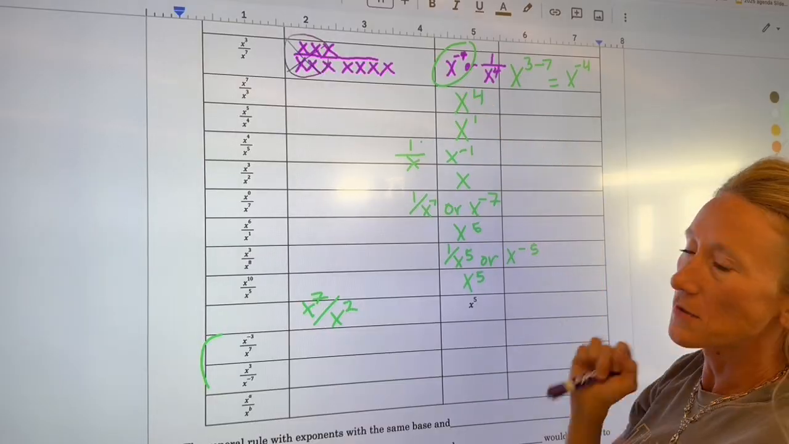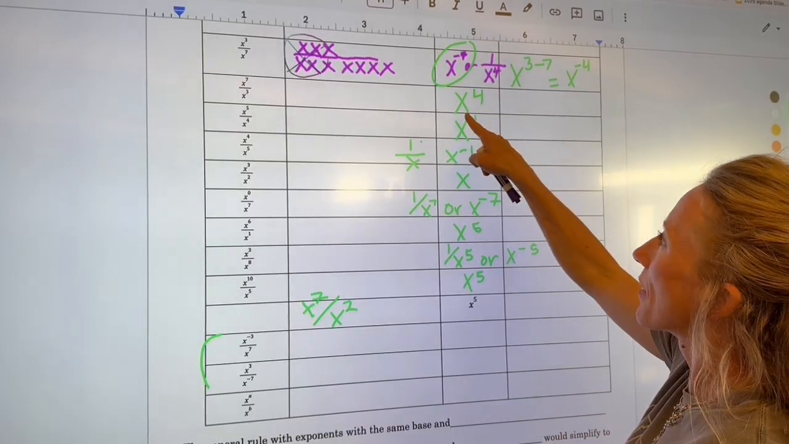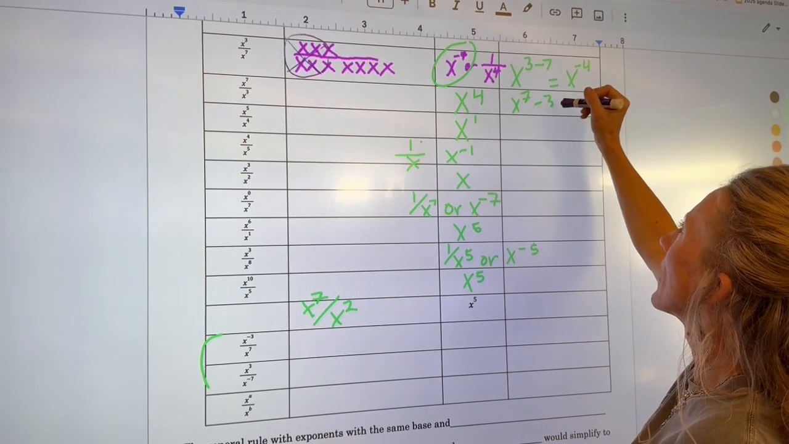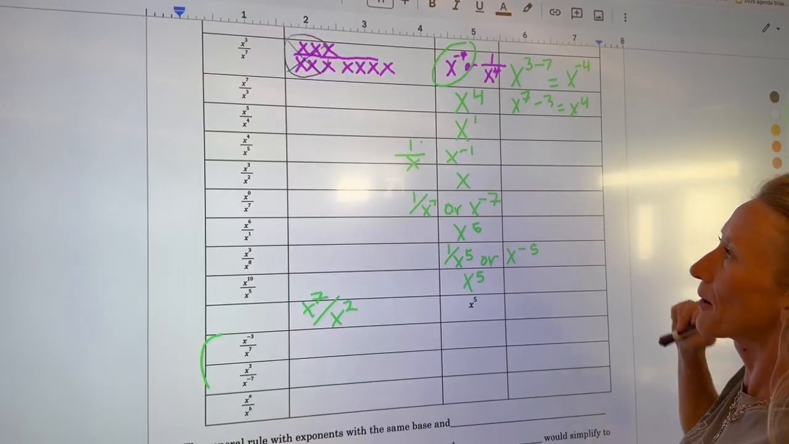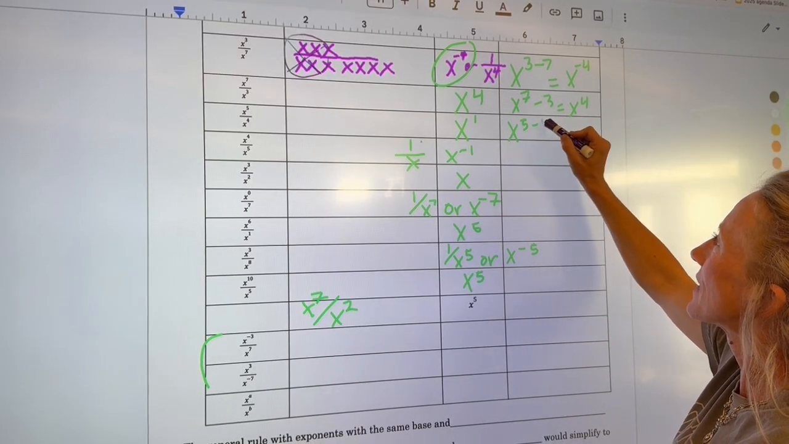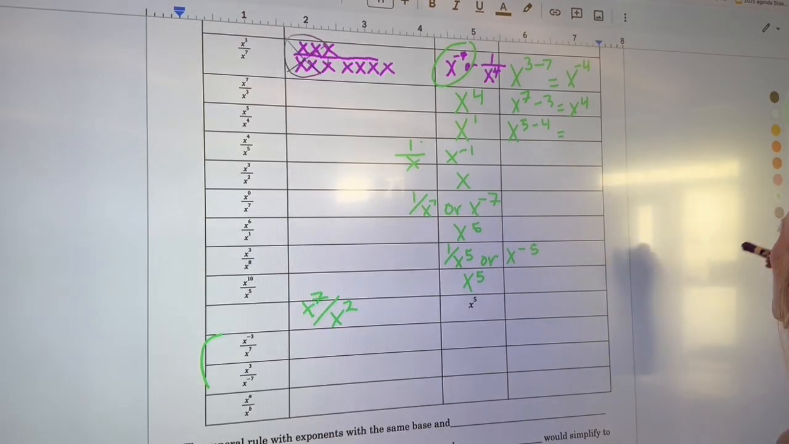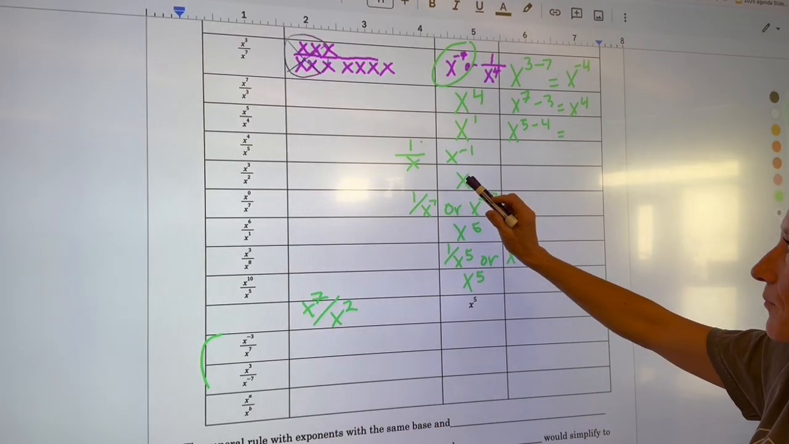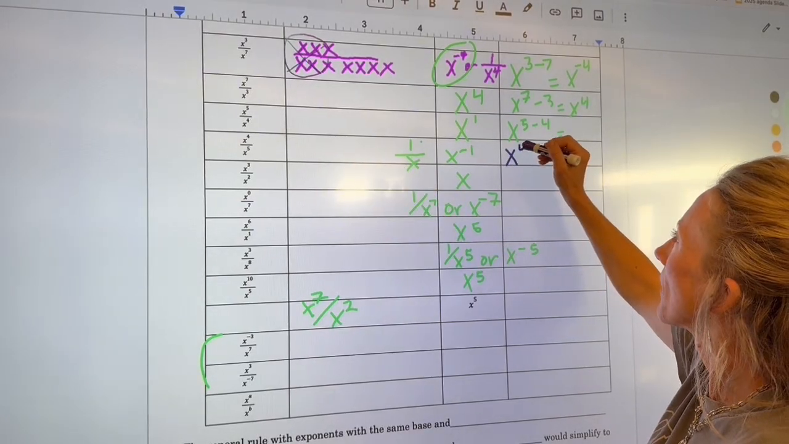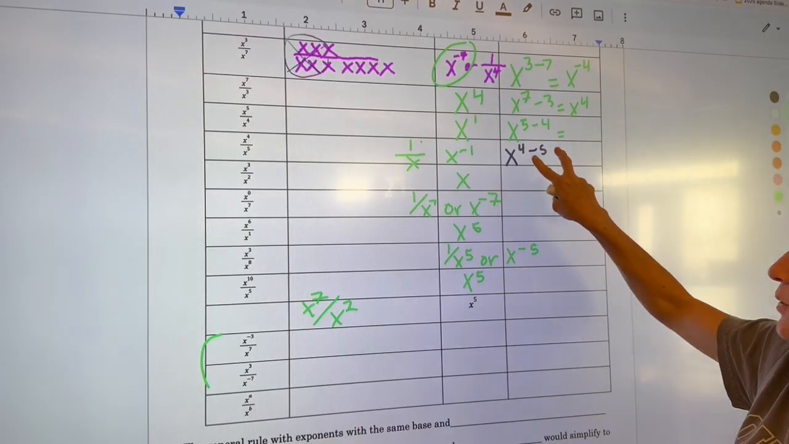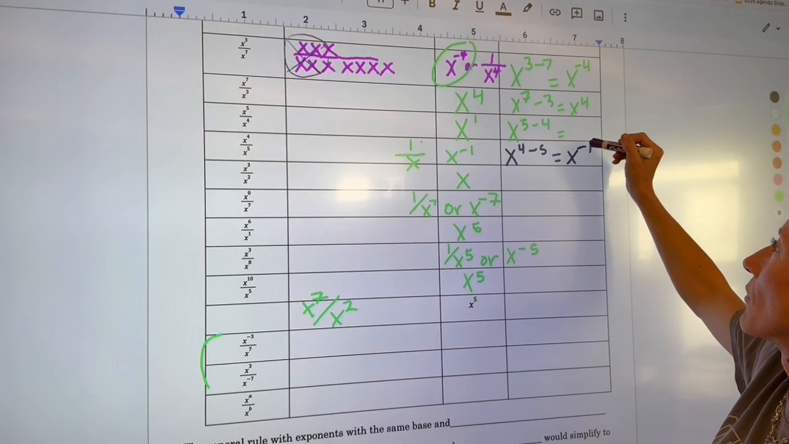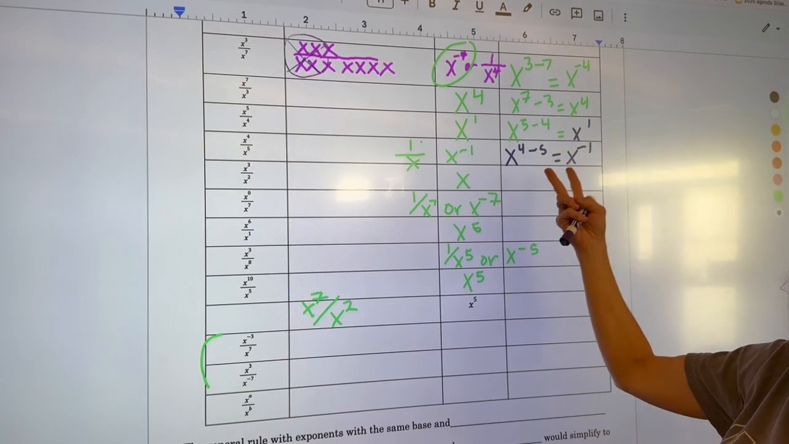And remember, the negative moves to the bottom. On this one, the numerator is 7, so 7 minus 3 gives us x to the 4th power. Fun. What about this one? This one was x to the 5 minus 4, and that's how we got x to the 1st power. Let's switch to navy. For this next one, it's just the same. It's x to the 4, but then minus 5. So we're subtracting the exponents, and now the exponent is going to be negative 1 instead of positive 1, because of the order.